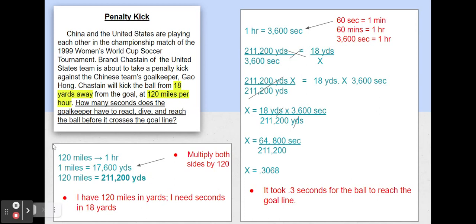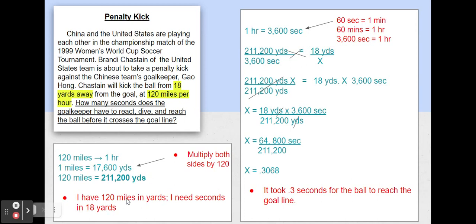I'm going to start off by putting the information that I do know so that I can solve for what I do not know. So I start off with putting 120 miles equals 1 hour. And I need to figure out how many yards are in 1 mile first, which I did here, 17,600 yards in 1 mile. And then I need to multiply both those sides by 120, since 120 is the miles that I'm solving for. So I've done that and figured out that I have 211,200 yards in 120 miles.